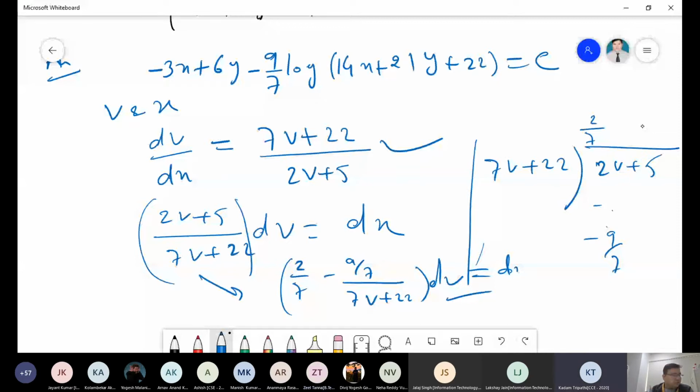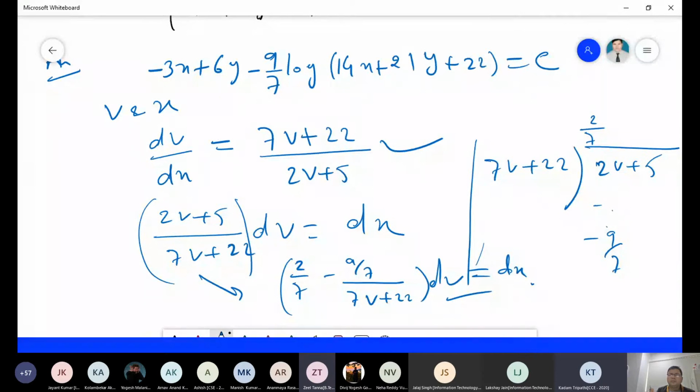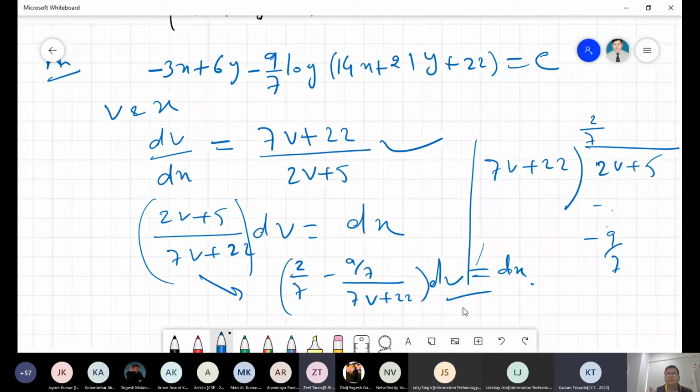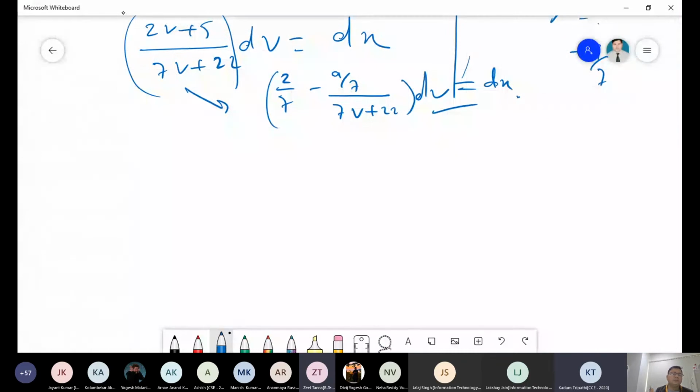So dy by dx is equal to (2x plus 9y minus 20) upon (6x plus 2y minus 10). Okay, so should I write the answer? Yes, sir. You can write it. Question number 4. The answer is very simple: (2x minus y) whole square equals c into (x plus 2y minus 5). Yes, sir. Correct. Good.